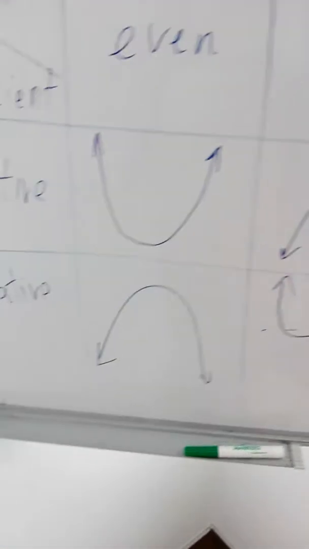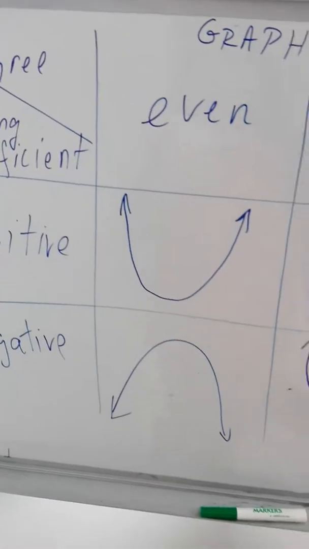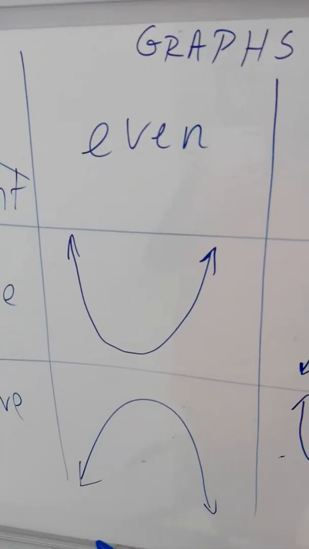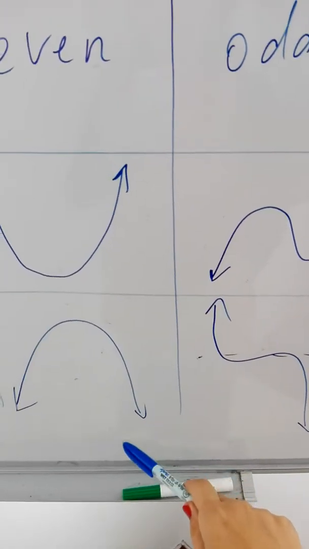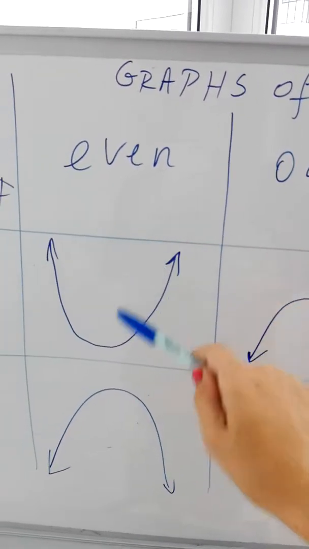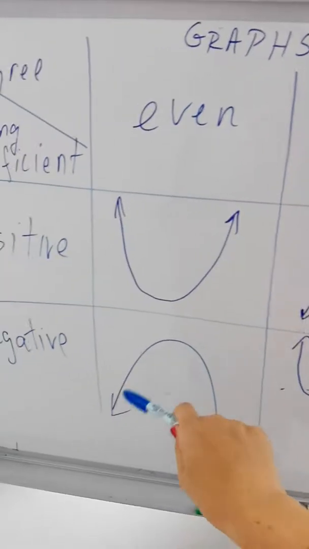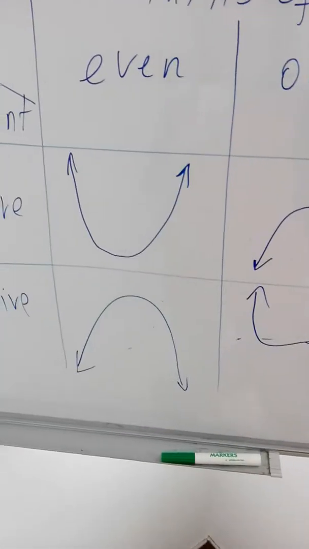This is important. Now, if you have a negative leading coefficient and an even degree function, then your graph will be kind of like upside down. This is similar to the x square. This is similar to the negative x square. Over here, you'll have to cross through your solutions.